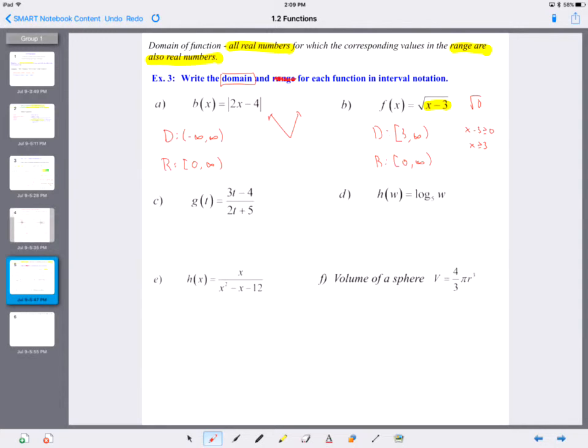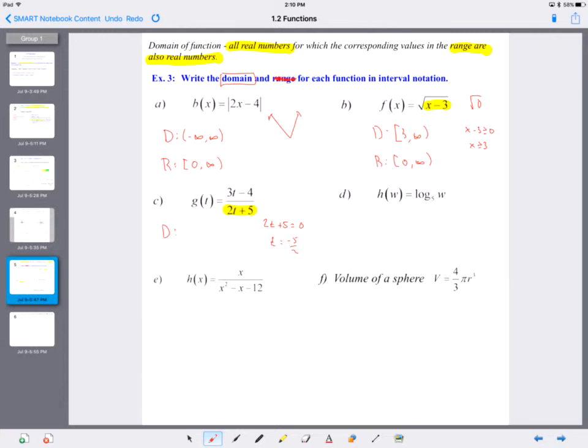On C, we're only going to do the domain. We'll get into rational functions later on, but in terms of the domain, what are the restrictions? What can you not plug into a rational expression? Well, the denominator cannot be 0. So then all we need to do is say, okay, if the denominator cannot be 0, what value of t makes the denominator 0? When you solve and you subtract 5 and divide by 2, you get -5/2. So if you plug in -5/2, that's going to give you divided by 0.